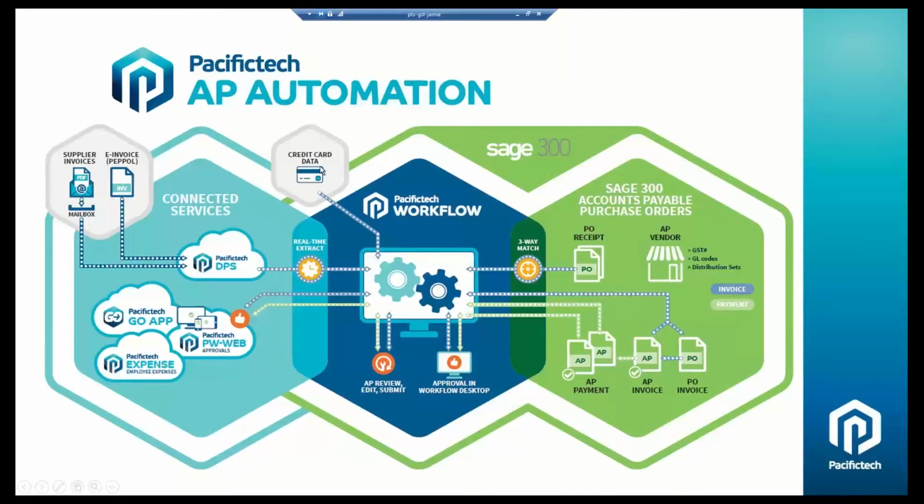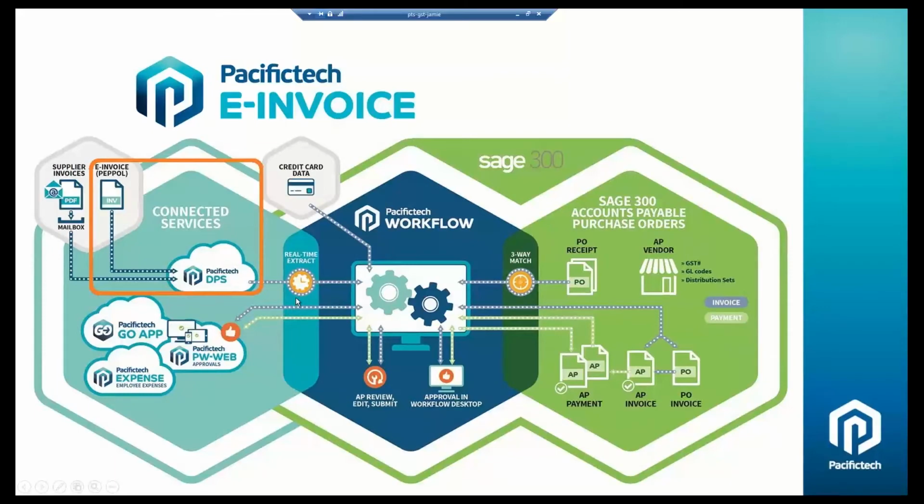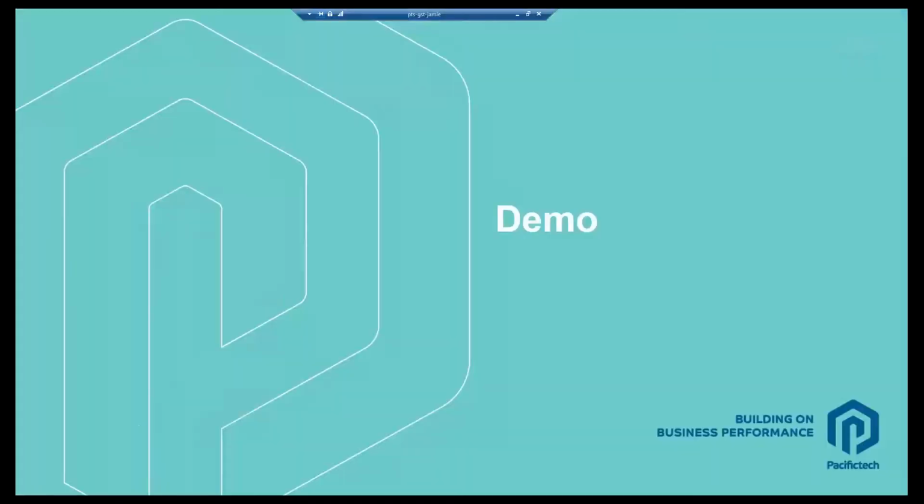Another area is the whole credit card expense reports. Again, our solution handles those very elegantly. Once these transactions are going into the approval process, and likewise with requisitions, the managers can then approve those using PW Web, just the browser option, or they can use Pacifictech Go, which is the smartphone solution. This e-invoicing is something that we've just added in the last 8 or so months.